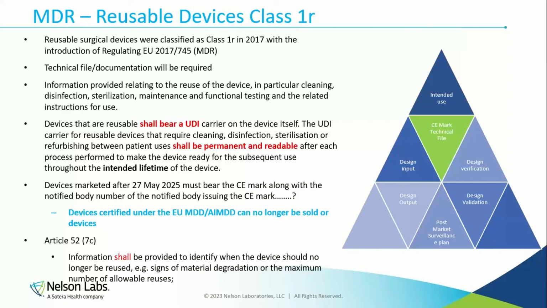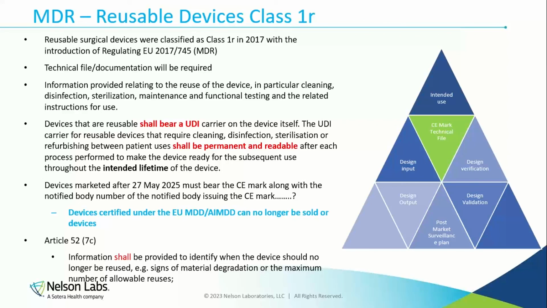Every device should bear a UDI, right? You have to have a unique identification on your device, and you have to do testing that will show that it is permanent and readable after each processing, and its intended lifetime. So this is where the life cycle is starting to creep up here, that that is something you will have to prove, because it says shall be permanent and readable. How can you prove it will be permanent and readable after 100 cycles? So those are the things that your design history file will need to address.